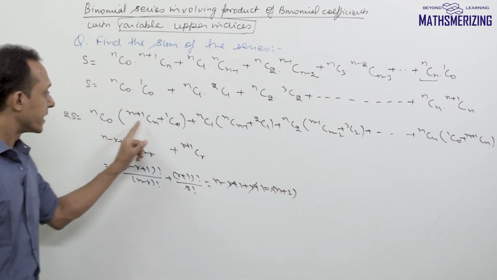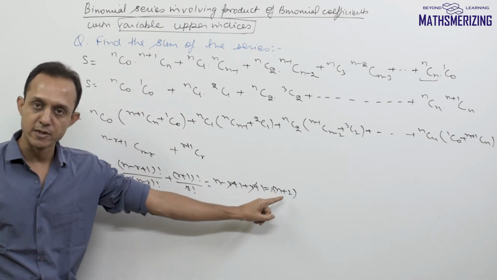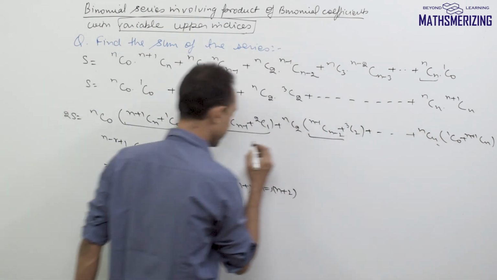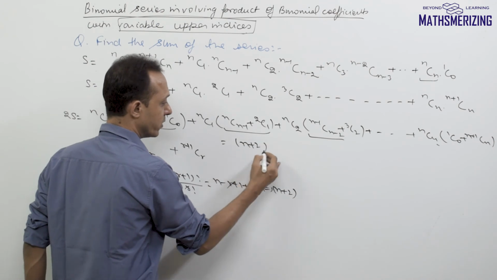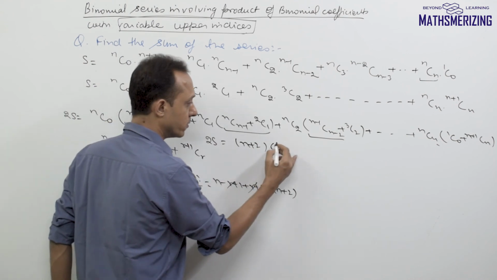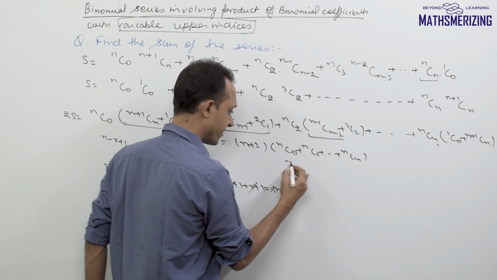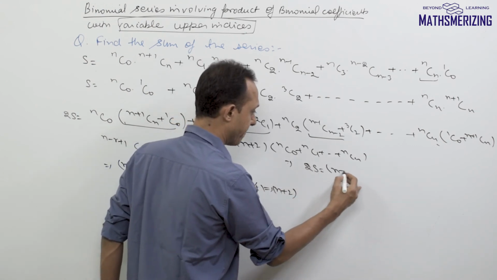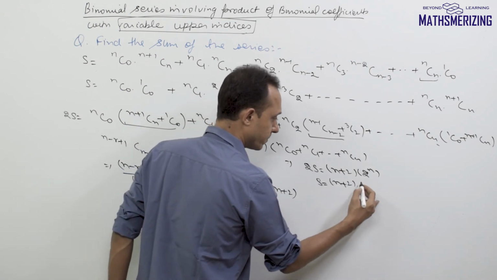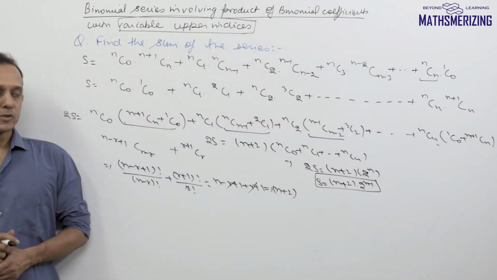So here I'll get this as n plus 2. So in each of these factors, the sum of these two terms will always be constant, and that should be n plus 2. So I'll take this term n plus 2 common from each of these terms, and all I'm left with is nC0. So 2S is equal to n plus 2, and then nC0 plus nC1 plus up to nCn. So 2S is n plus 2 times 2 to the power n, and therefore S is (n plus 2) times 2 to the power of n minus 1.